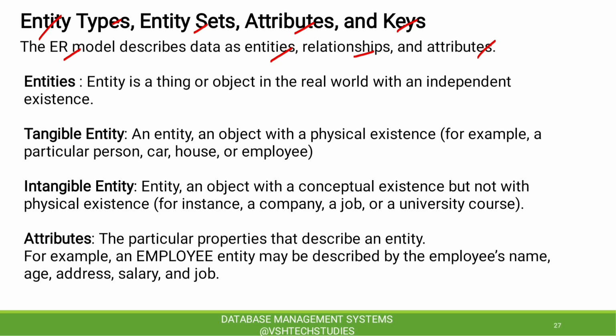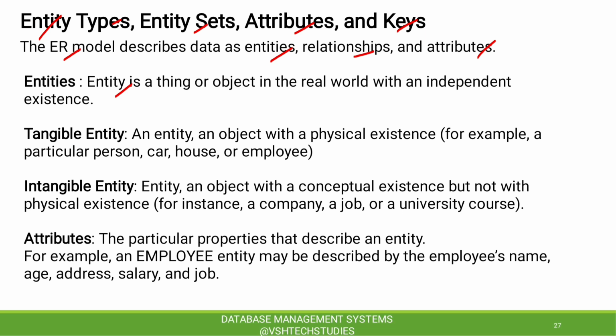So what is entity? Entity is a thing or object in the real world with an independent existence. For example, person, student, university, course. So these are the things which have their own existence.